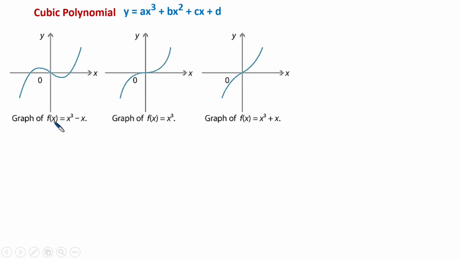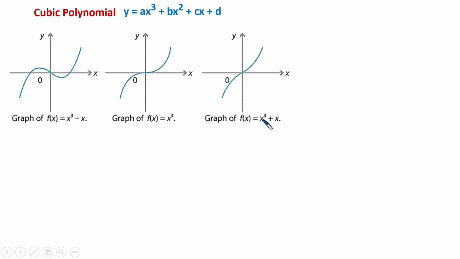So here you see f of x is equal to x cube minus x. I can simplify it as x times x square minus 1. So you will have three solutions: x equal to 0 and x square minus 1 equal to 0, which means x is equal to plus or minus 1. So you have three solutions. Here there is only one solution, because f of x is x cube.